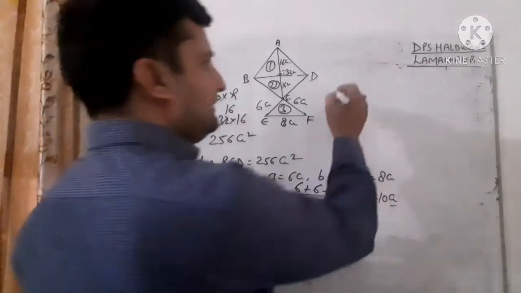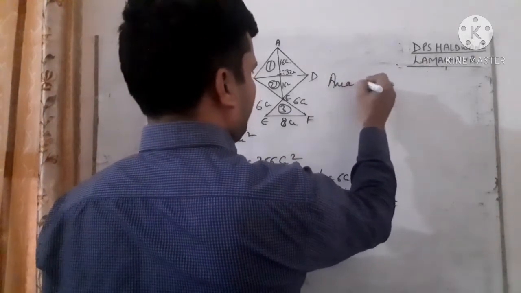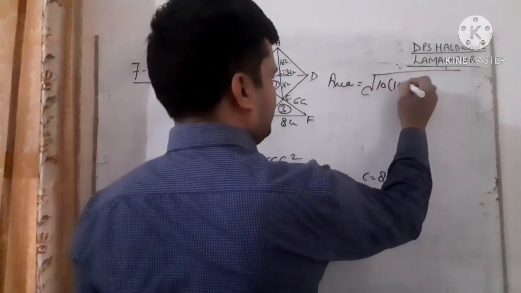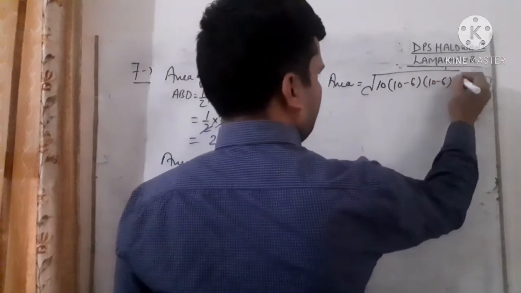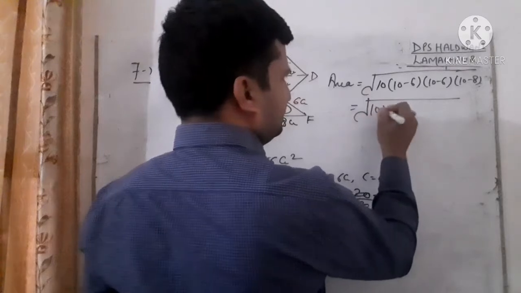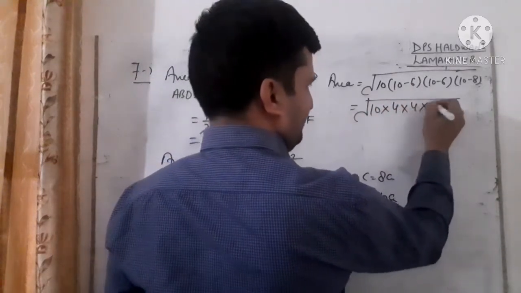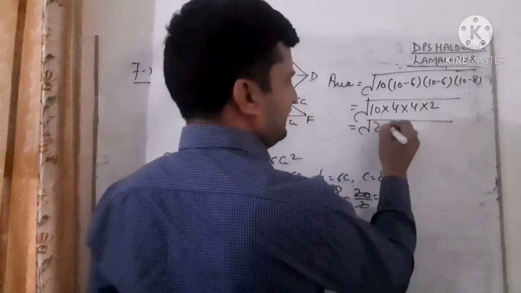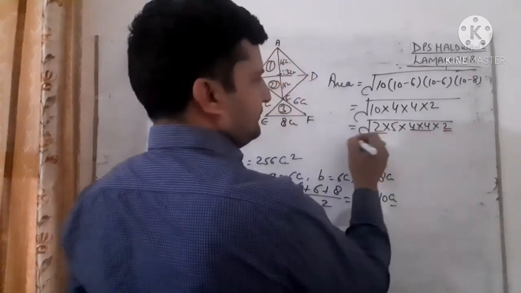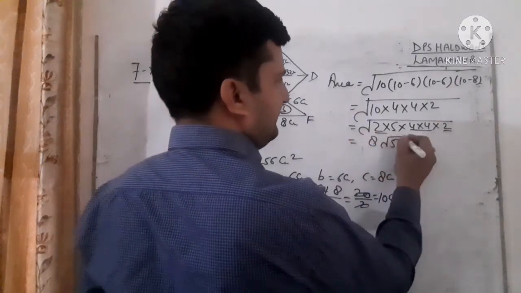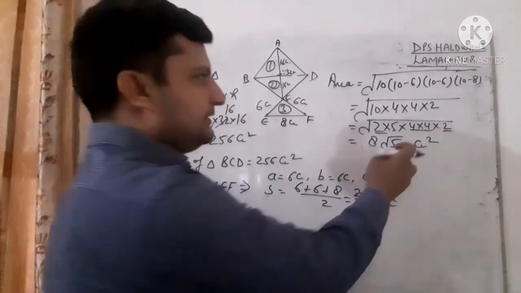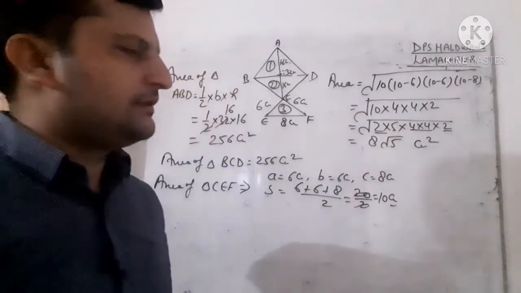Now students, we have to find the area. Area is equal to root S, S minus A, S minus B, S minus C. So 10, 10 minus 6, 10 minus 6 and 10 minus 8. This is coming root of 10 into 4 into 4 into 2. Root 10 we can write as 2 into 5 into 4 into 4 into 2. So the pairs are of 4 and of 2. So we can write 4 into 2, that is coming 8 root 5 centimeter square.